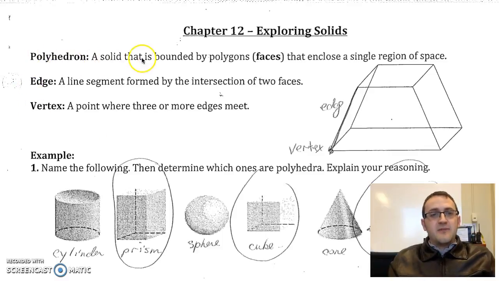So the basic vocab words are up here. A polyhedron is a solid that is bounded by faces, 2D shapes that enclose a single region of space. And the edge is the intersection between the two faces, and then there's what's called the vertex, where three or more edges meet together.